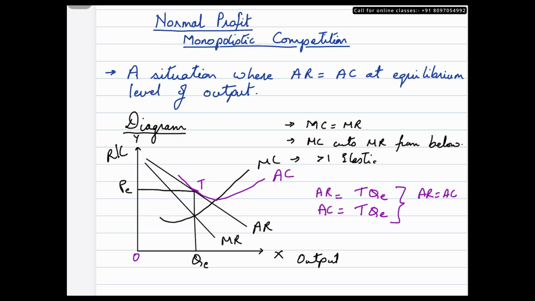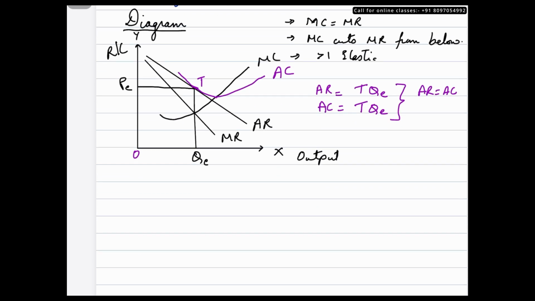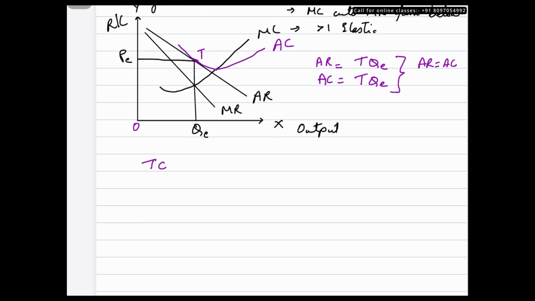If we want to look at it from the perspective of total cost and total revenue, we can take a look at that as well. Total cost in this case is average cost times quantity, which is this multiplied by this. So when you do that, this entire rectangle becomes your total cost, which is equivalent to O PE T QE.